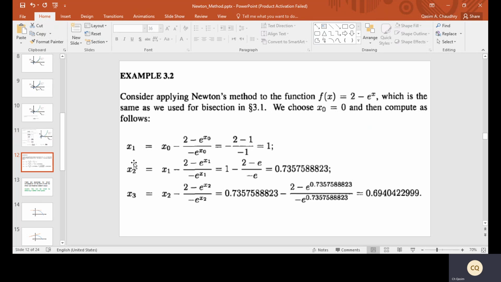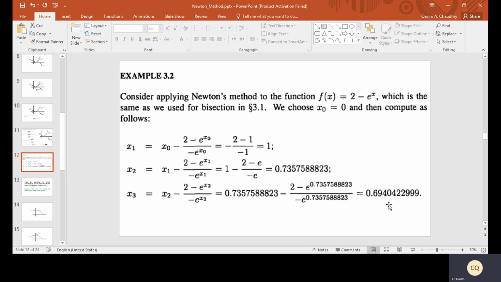So beta, what is your x1 here? X naught minus, this was the function and this was the derivative. तो इसका बेटा डेरिवेटिव क्या निकलेगा, f prime of x बन जाएगा e raised to the power minus x. तो x की जगह पे आपने x naught पुट कर दिया, so this gives you 1. And now to find out the next value x2, so on the similar pattern, you get 0.735758, and now x3, so this was 0.6940.